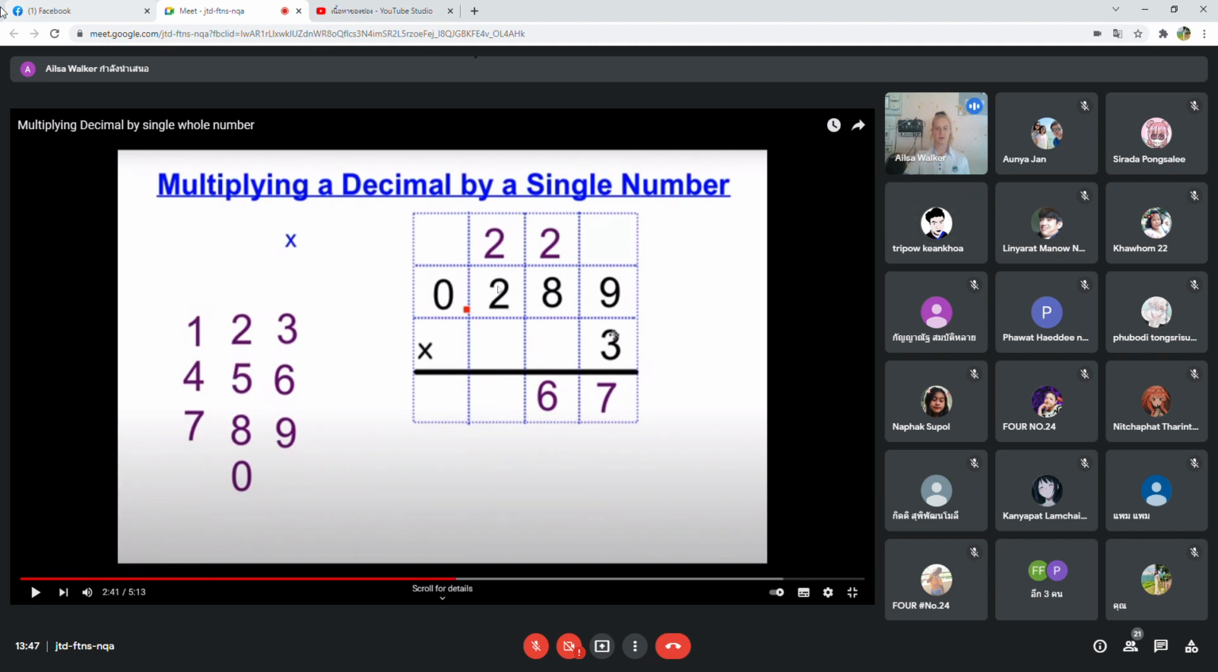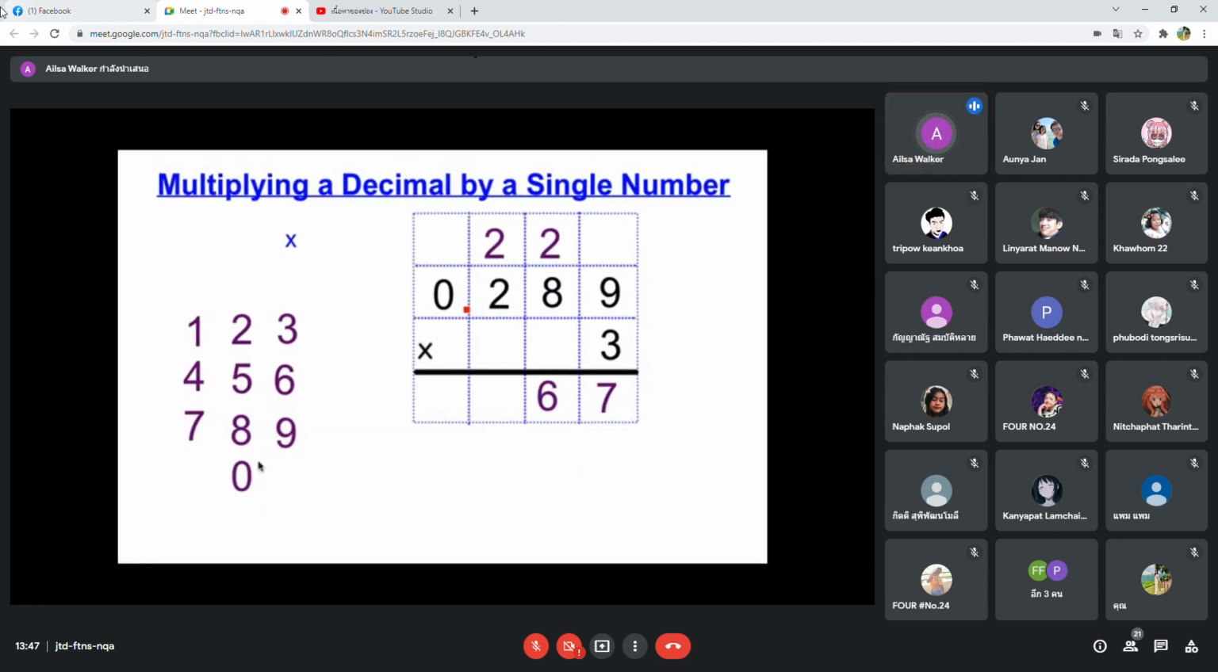So now we need to do 2 multiplied by 3. 6. Good. Plus 2 equals 8. Very good. 2 times 3 is 6, plus 2, so that is an 8.